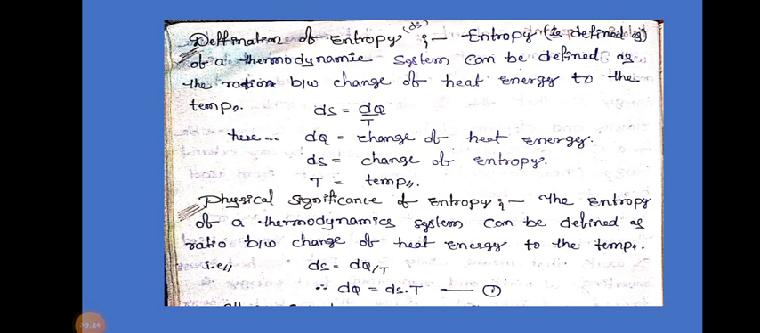So I will go into the definition of entropy. Entropy of a thermodynamic system can be defined as the ratio between change of heat energy to the temperature, that is dS is equal to dQ by T. So dQ is the change of heat energy, dS is the change of entropy, and T is the temperature.